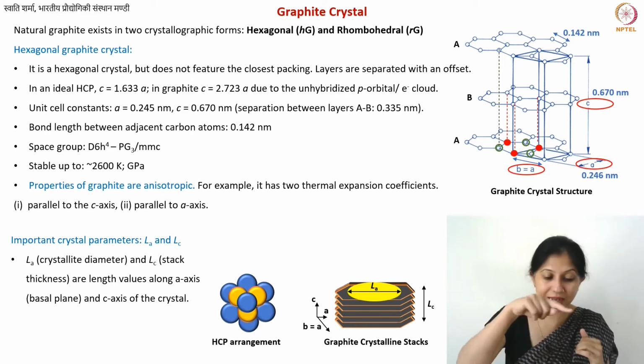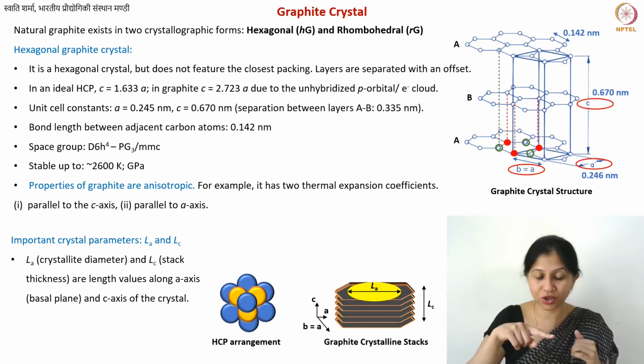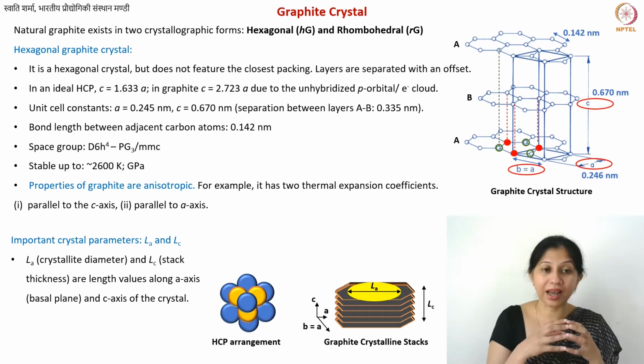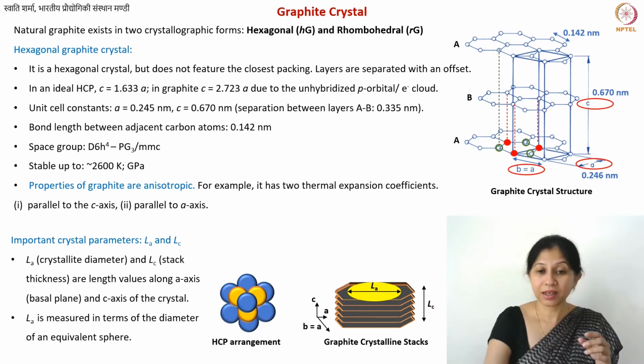So it's not just a single layer, it's not a 2D structure, but if you consider an equivalent sphere for every crystallite, because every crystallite has a slightly different shape, then the diameter of that would be your LA, or the crystallite diameter, and the LC you already know is the stack thickness.